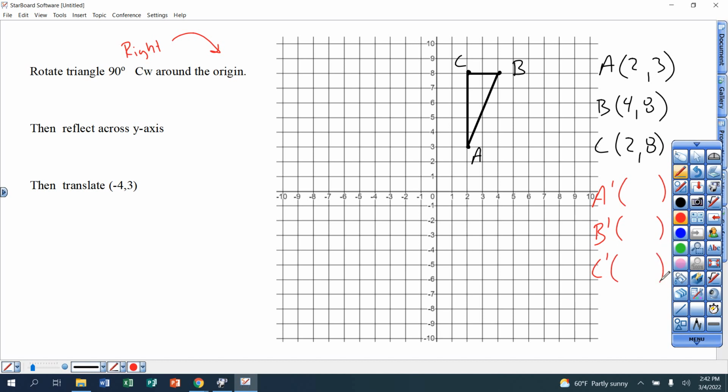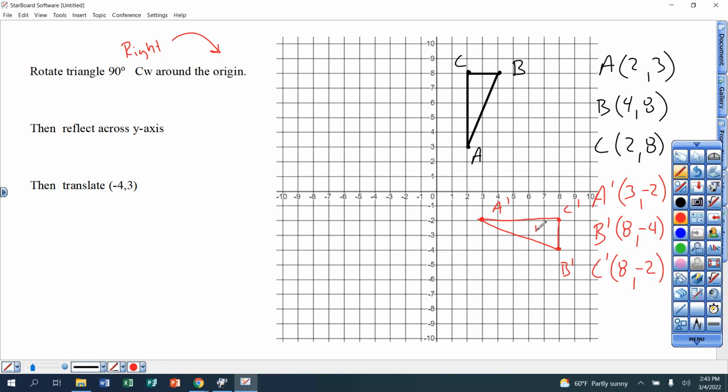So 2, 3 becomes 3, negative 2. 4, 8 becomes 8, and then opposite that right one, negative 4. 2, 8 becomes 8, negative 2. So if I do my rotation 3, negative 2, that's going to be my new location for A. 8, negative 4. And the other one is 8, negative 2. That is after I did a 90-degree rotation to the right.